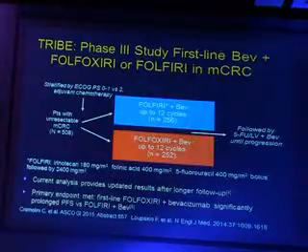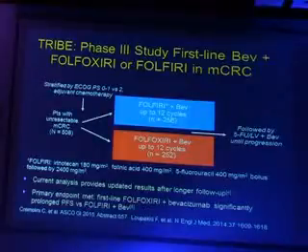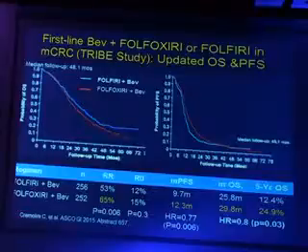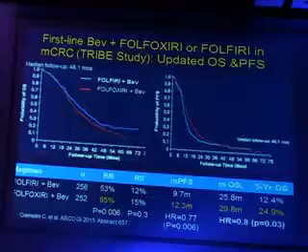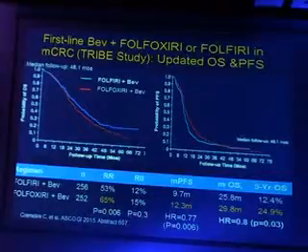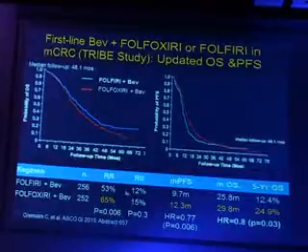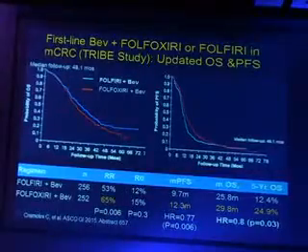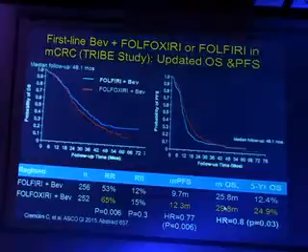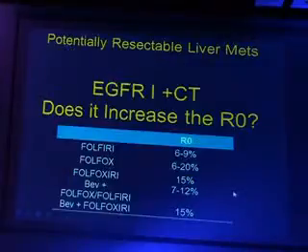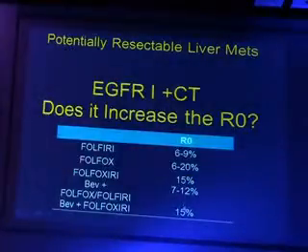And recently reported was the TRIBE trial. This was a phase 3 trial that looked at FOLFIRI with bevacizumab versus FOLFOXIRI with bevacizumab. With bevacizumab and FOLFOXIRI, the maximum that you would get is a response rate of 65%, but again the R0 resection is only 15%. Median progression-free survival is 12 months, and overall survival is 30 months. So how can we improve on these results?